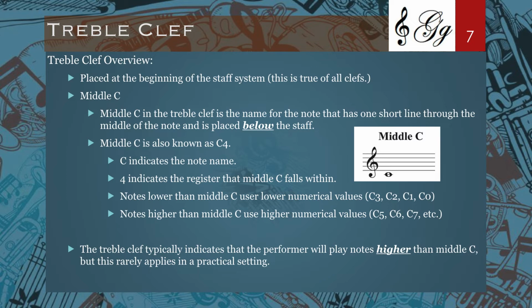Middle C in the treble clef is the name for the note that has one short line through the middle of the note and is placed below the staff. It's something you should know. It's something you need to learn in this chapter, actually. We also call middle C C4. The number 4 refers to the octave register.